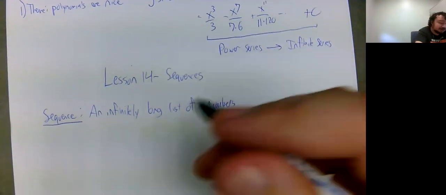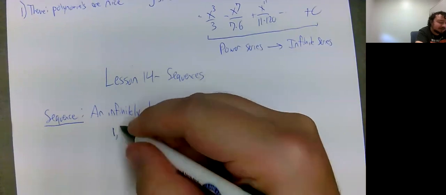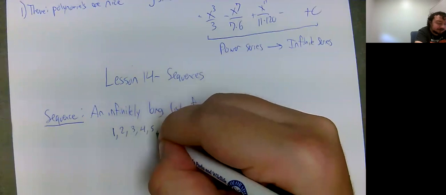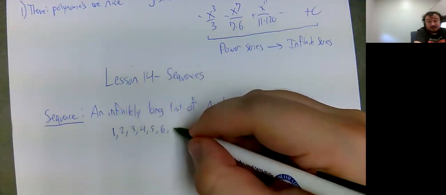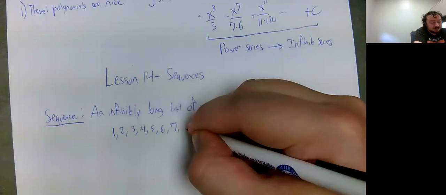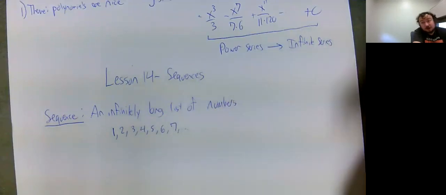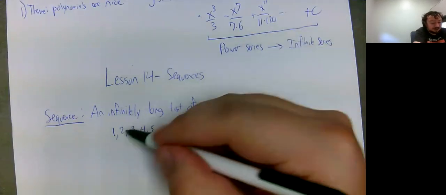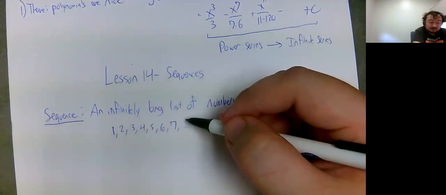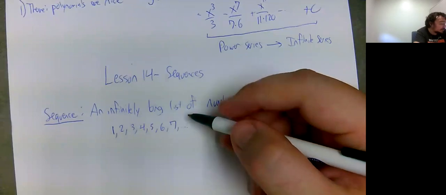Let's see some examples of this. One example would be this sequence here: 1, 2, 3, 4, 5, 6. And I bet you could probably guess what the next one's going to be. It's just going to be 7, and then this keeps going on forever. The pattern for this sequence is that the numbers just keep getting bigger every time we move one more place in the list. This is an example of a sequence.